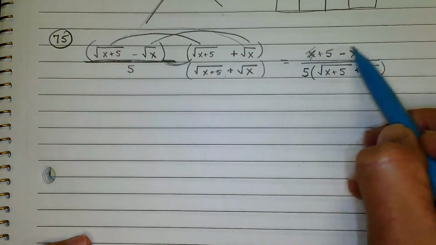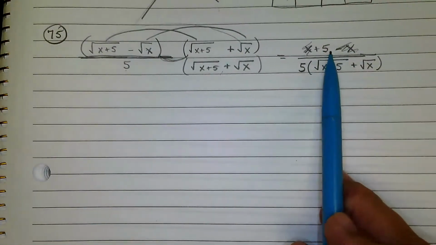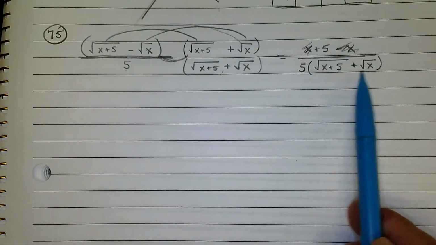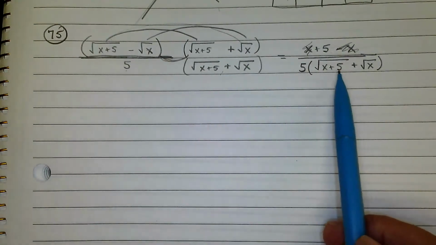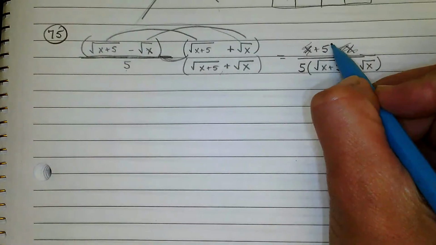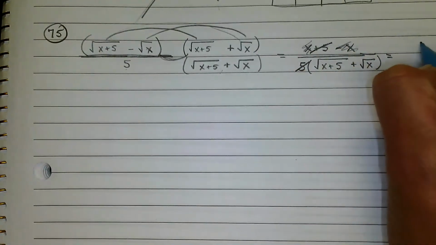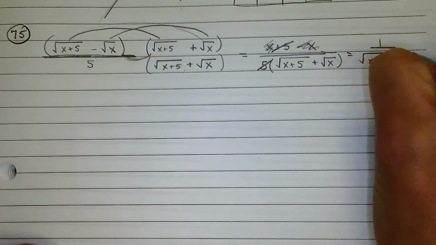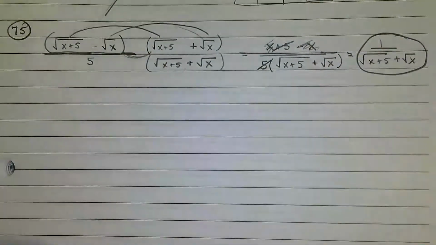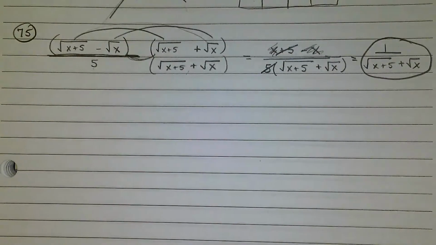Up top, your x minus x cancels, so you're just left with 5 over 5 times this whole thing. If I had distributed the 5, I would have to refactor out the 5 and see that this 5 over this 5 cancels. So we have 1 over root x plus 5 plus root x, and that's our final answer for 75.